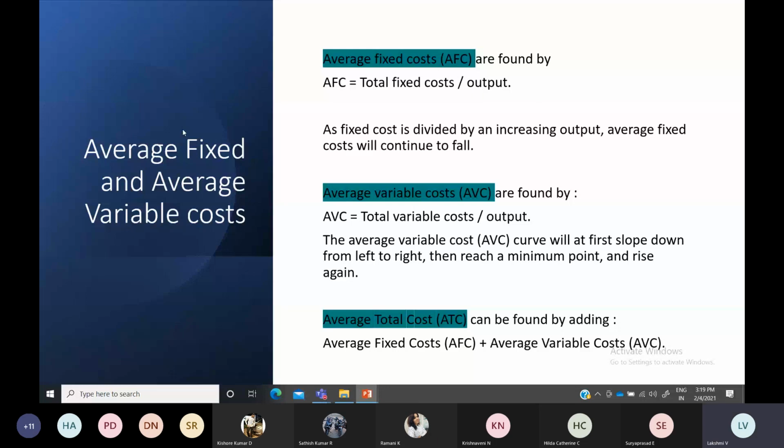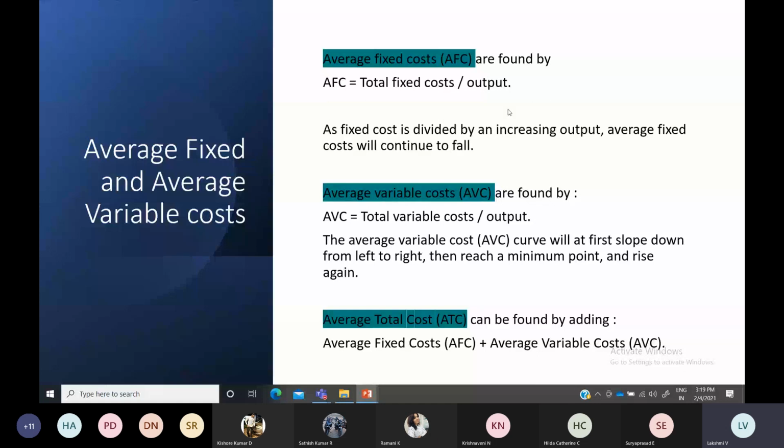Both joined together only. So average fixed cost, how you are arriving at that means total fixed cost divided by output. Total fixed cost, in abbreviation, TFC we can mention. TFC divided by Q. Output means Q, it is represented by capital letter Q. TFC divided by Q, if you do, you will get your average fixed cost.